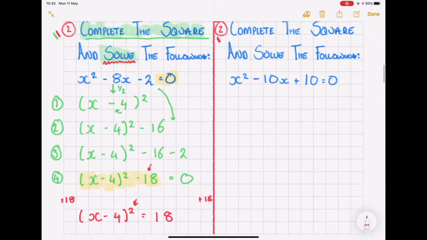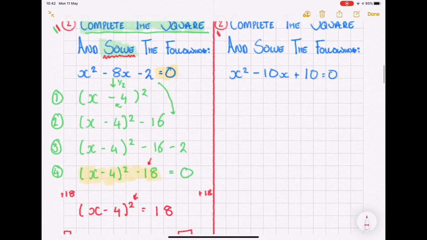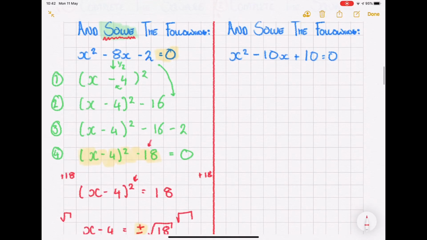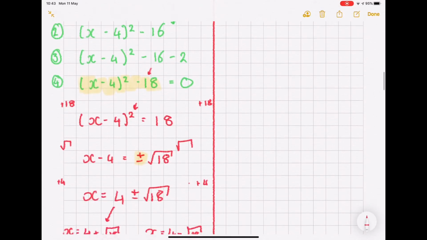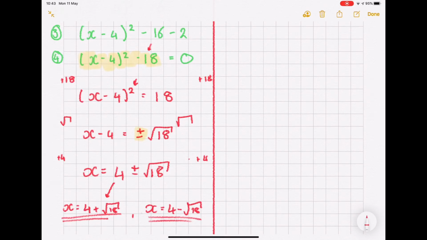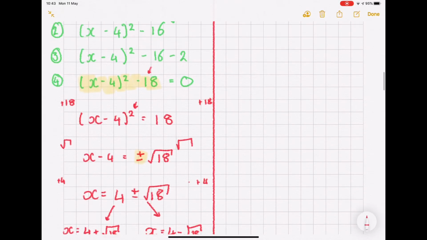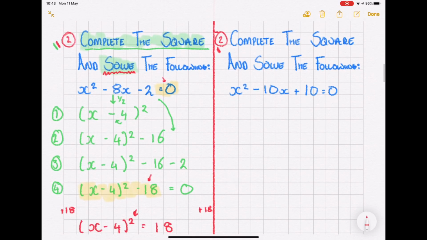So if it's complete the square and solve, we complete the square, and then we make it equal to 0 if it's equal to 0 up here. And then we solve it by rearranging the formula to get x equals something. And remember, there's always going to be two roots, a positive and a negative. Okay? So pause the video here, have a go at this left-hand example, and then play the video once you're done.